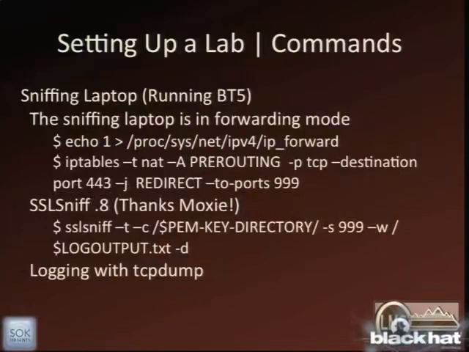So these are the exact commands that I ran. Basically, I set my laptop into forwarding mode. It's now taking in anything on port 443 and exporting it out to 999. SSL Strip is running on that, and then SSL Strip is logging, and I've got TCP dump on as well. So that's how I set it up. I'm going to take a moment. Any questions on this? Do you guys have any wondering how I did it or how to do it yourself?